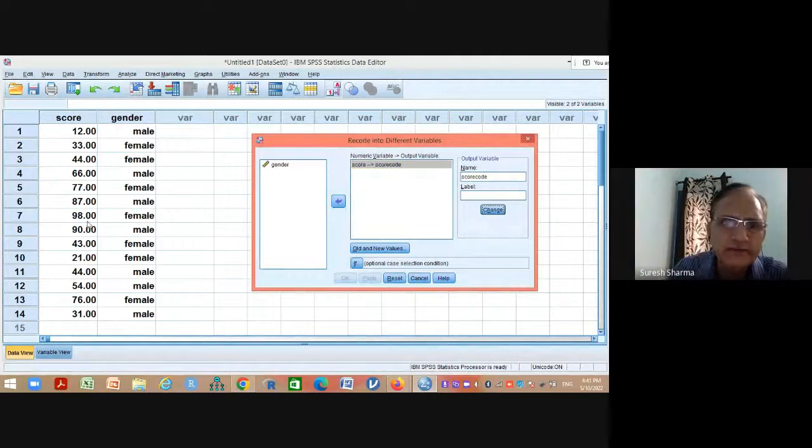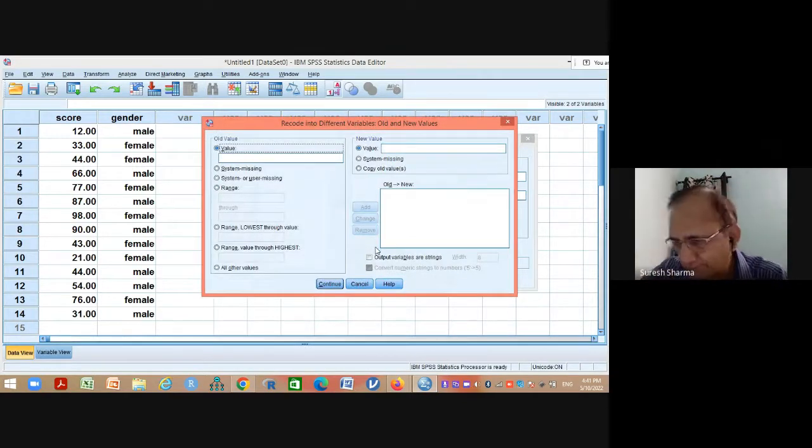You only need to replace the old values. Old values means values which are less than or equal to 30 by 1, between 30 to 60 by 2, and more than 60 by 3. So press on Old and New Values. If you click on it, another window will appear.